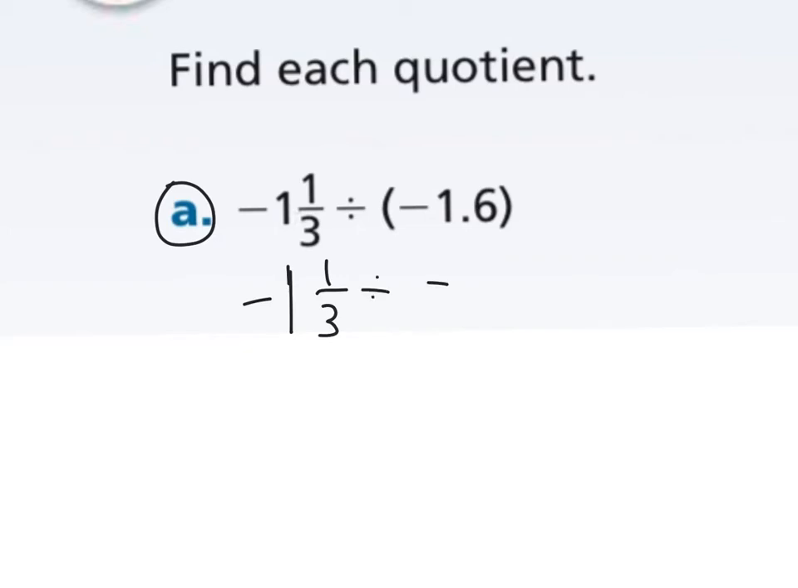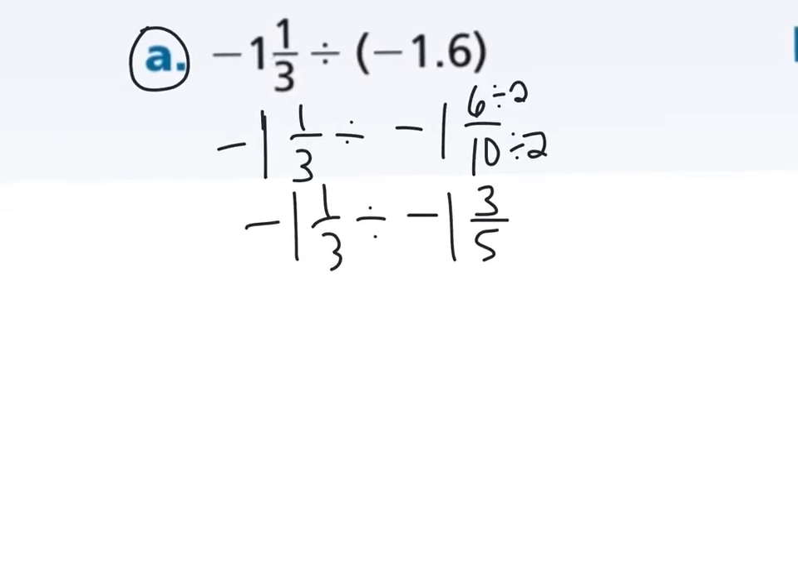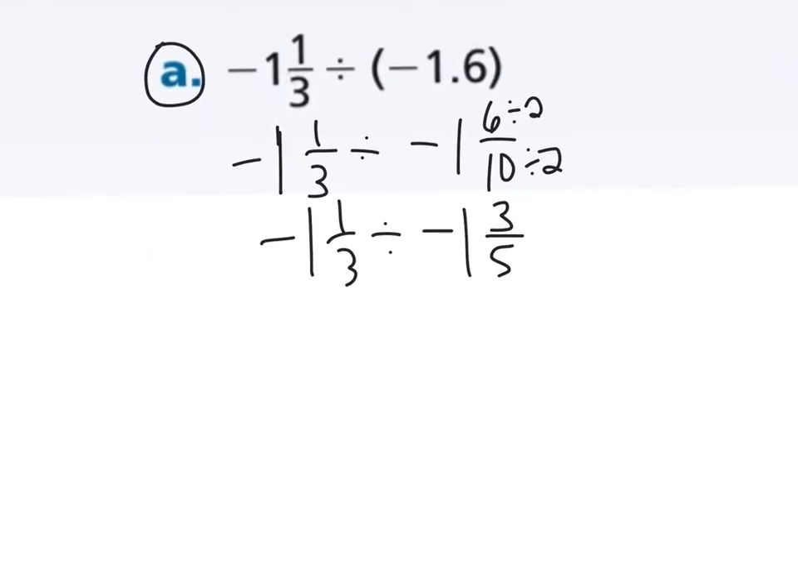So the decimal we can make as negative 1 6/10. If you wanted to, you could reduce that before you get going, negative 1 3/5. You don't have to, just you'll have a little bit bigger numbers. Not a big deal if you don't. So next we can change these to improper fractions. Ignore the negative. 1 times 3 is 3, plus 1 is 4. So negative 4/3. 1 times 5 is 5, plus 3 is 8. So negative 8/5.